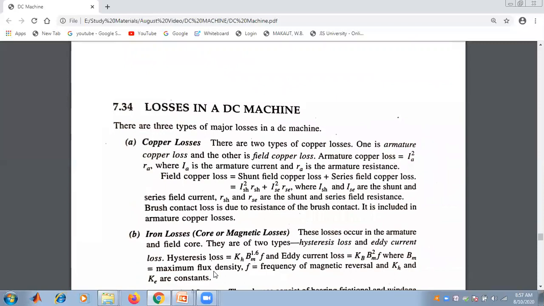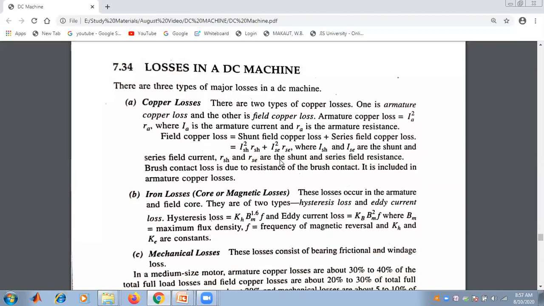So another topic is the losses in a DC machine. There are three types of major losses in a DC machine. One is copper losses, another is iron losses, also called core or magnetic losses, and another is mechanical losses. So first we will start with copper losses.